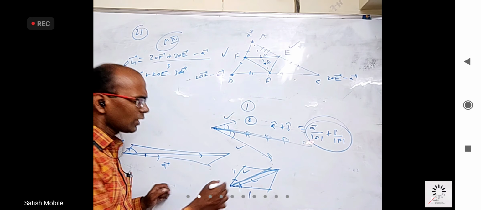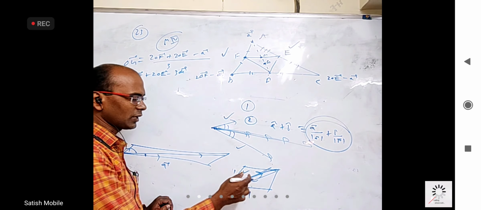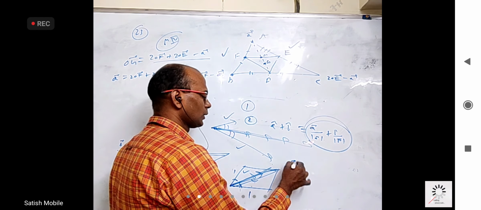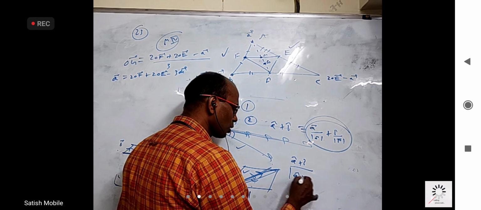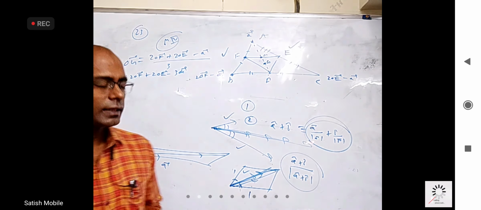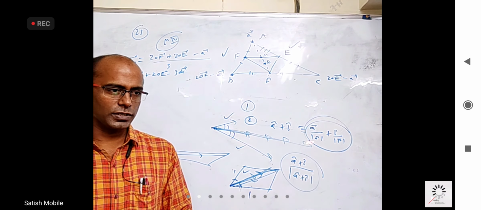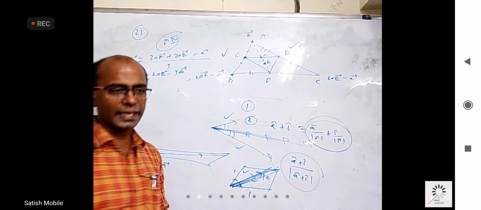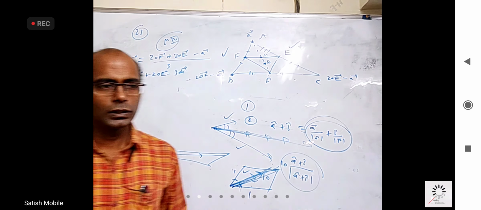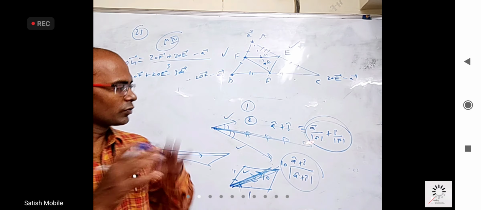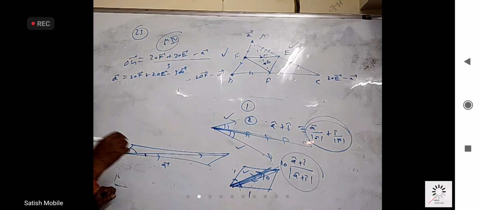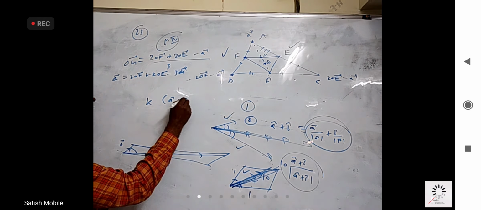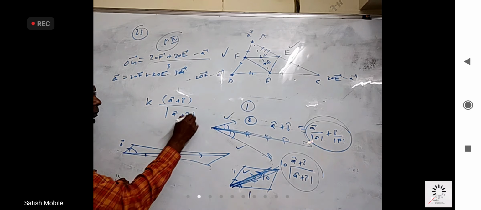If somebody says not just a vector along the angular bisector, I want a unit vector along it, then you take this and divide by its own magnitude: A cap plus B cap by magnitude of A cap plus B cap. That will give you a unit vector along the angular bisector. If somebody wants an angular bisector whose magnitude is 10, multiply by 10 here. If you want magnitude 20, multiply by 20. So at the end, if somebody wants a vector along the angular bisector whose magnitude is k, the formula is k into A cap plus B cap by magnitude of A cap plus B cap.